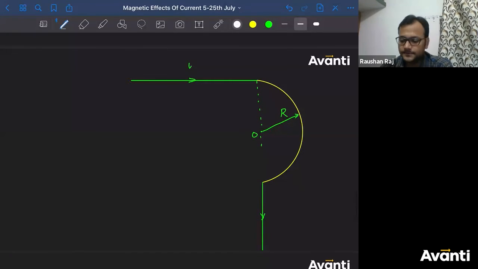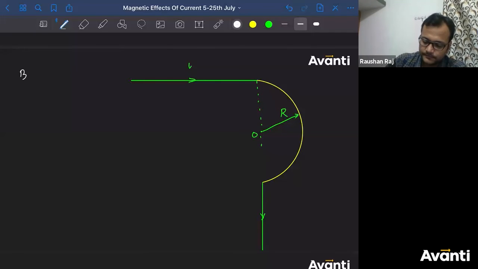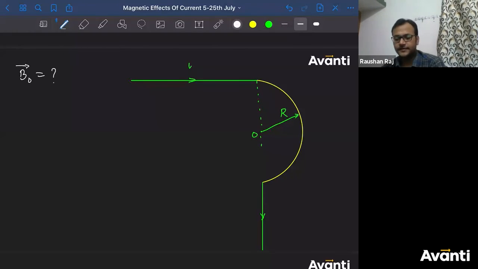Tell me the answer for this one. B at O. Pi will not be there, child. Correct, no problem, correct, Vishu. Yeah, direction will be into the plane only, but what will be the magnitude?